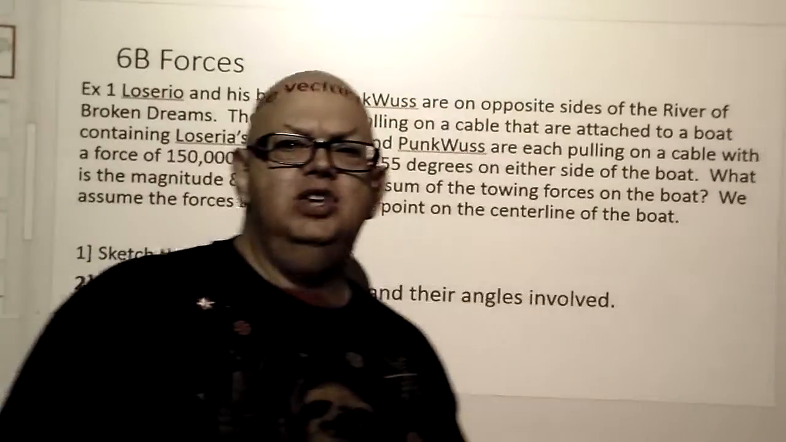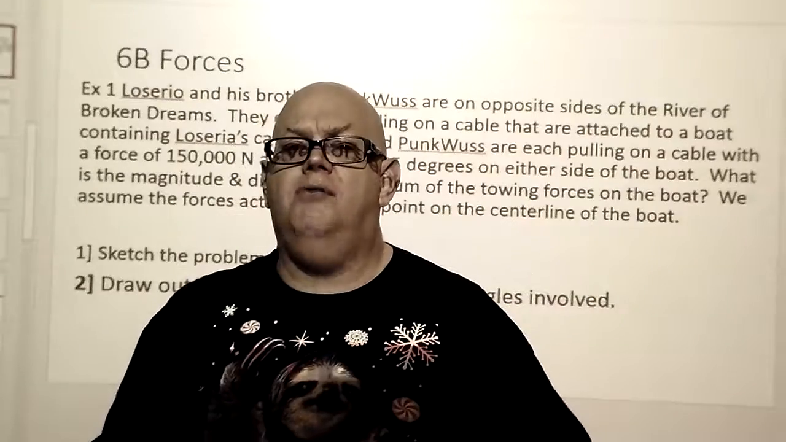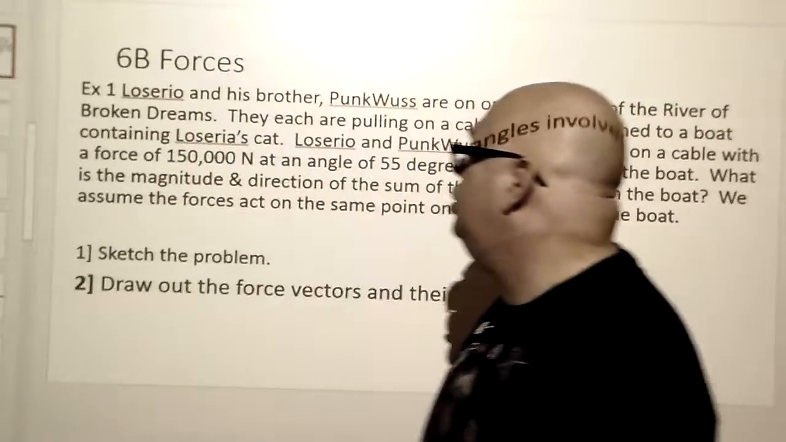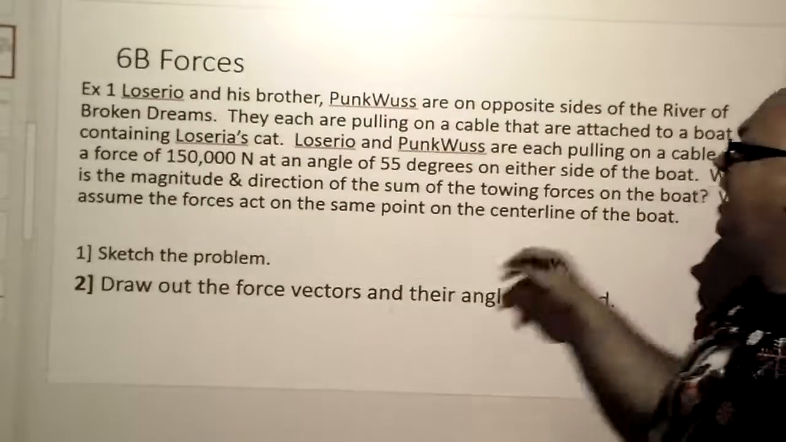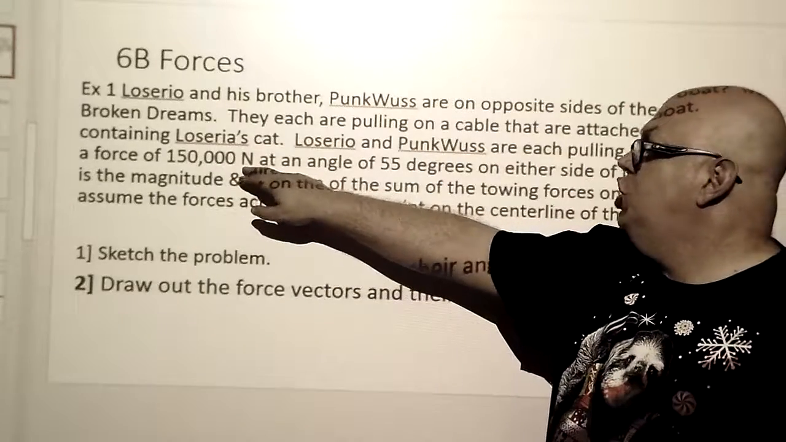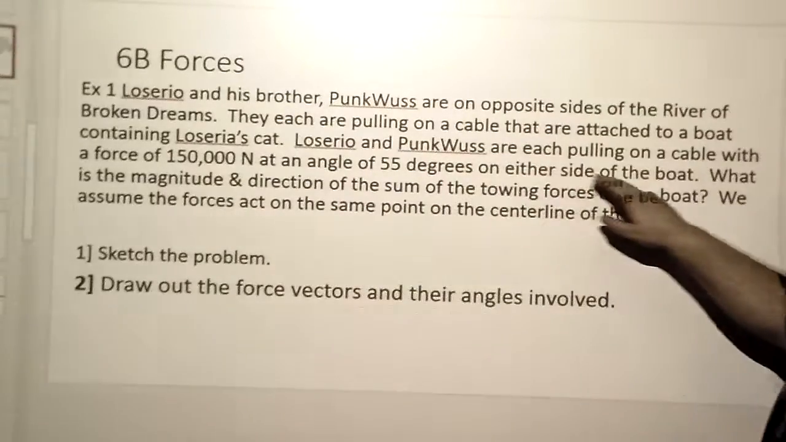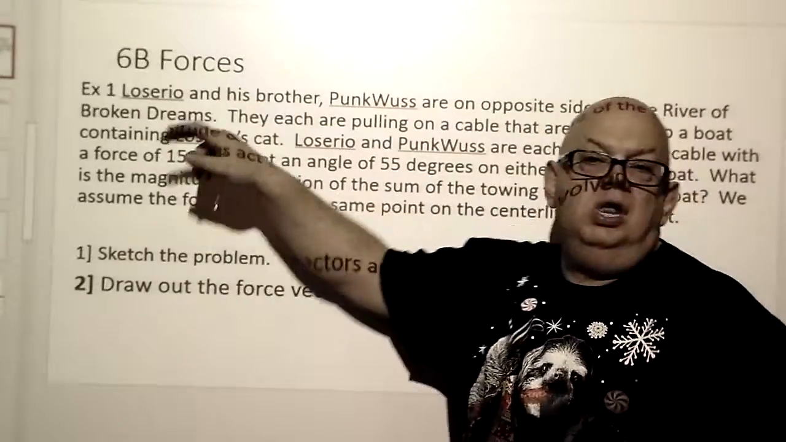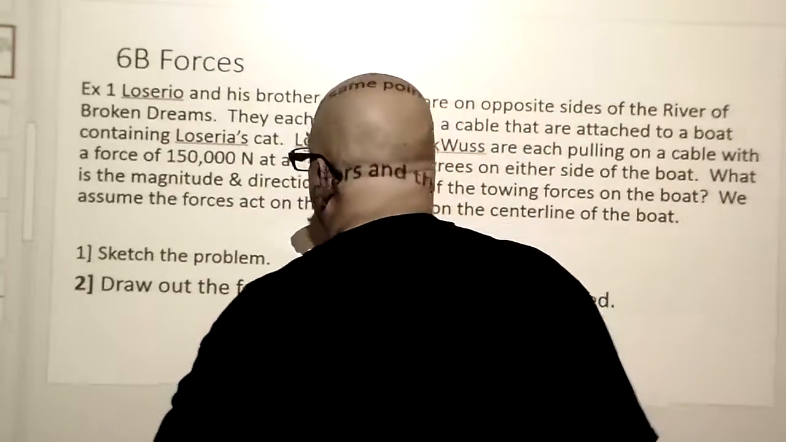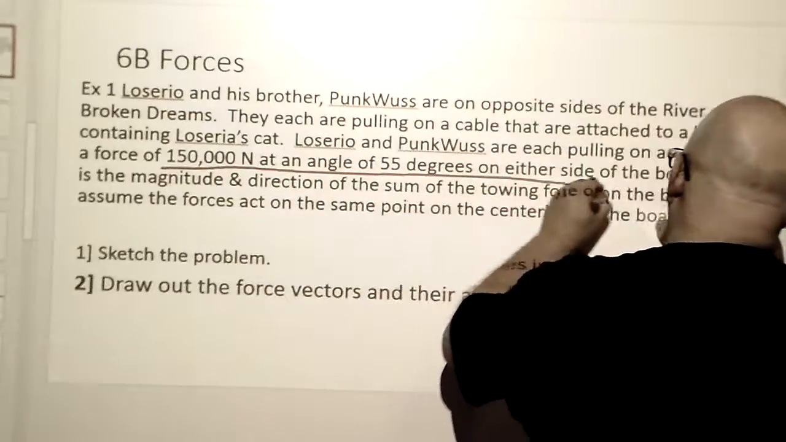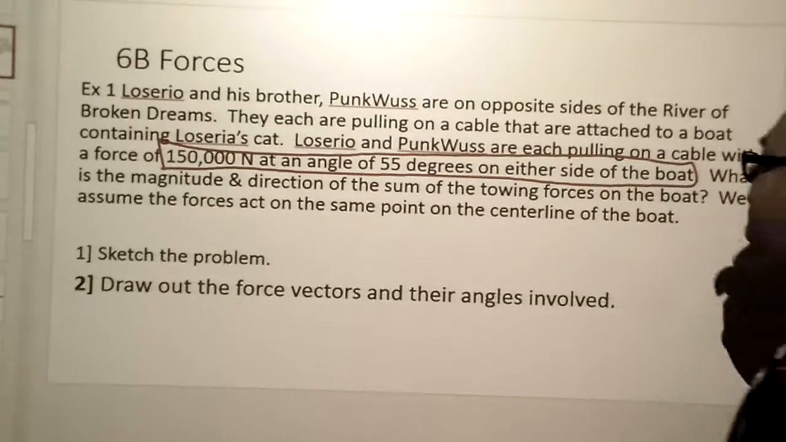Okay, a lot of information here. We've got to sort out stuff. What are the key things when you're problem solving? What's the information given to you that is relevant? So you note that they're pulling on a cable with a force of 150,000 newtons at an angle of 55 degrees on either side of the boat. Just this part right here tells us most of the problem. See those first three lines? They don't matter. They just make the problem entertaining. But what you're looking at right here is a real piece of information. That's the info they're giving.